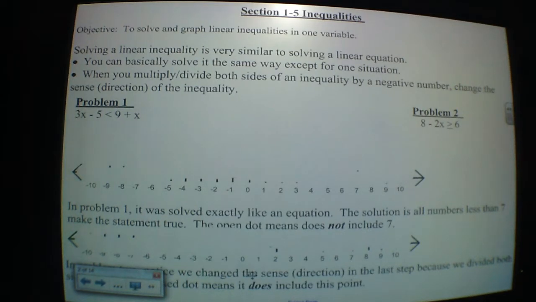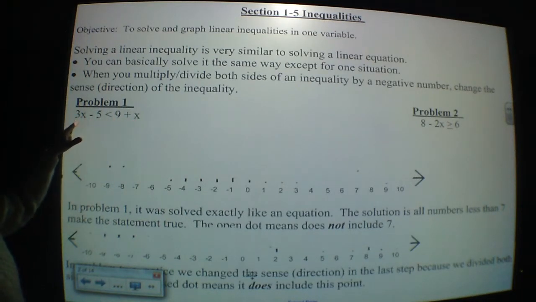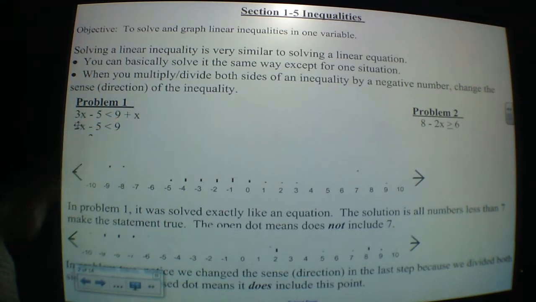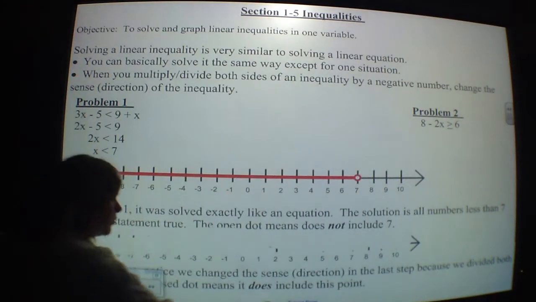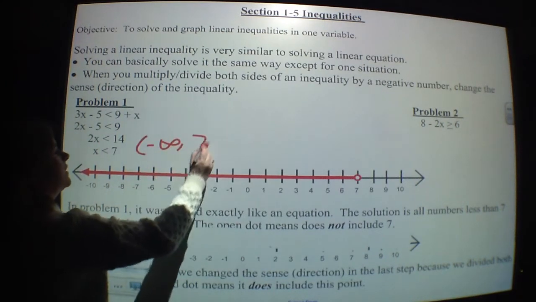So the first problem, I can move this x over by subtracting x, and then I can move the 5 over by adding 5, and then I can divide by 2. So here's what the graph looks like. And if I want to write it in interval notation, negative infinity to 7.